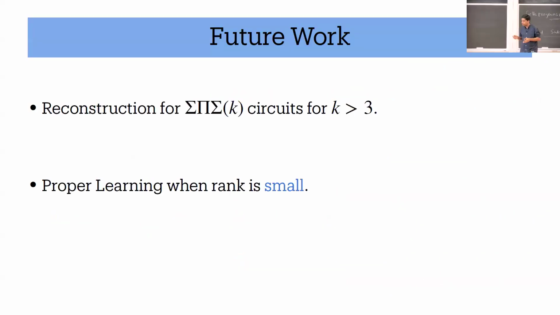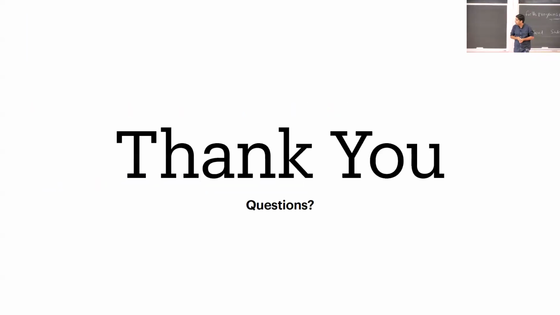Finally, I would like to talk about some future work. The natural extension is to do reconstruction for depth 3 top fan-in K circuits when K is greater than 3, and we have some ongoing work on it. But more interestingly, when the circuit has low rank, we don't have any proper learning algorithm. I think that's a really simple circuit for which we don't know how to do proper learning. It seems like an easy problem to approach, but we have no idea how to work on it. So that's it. Thank you.